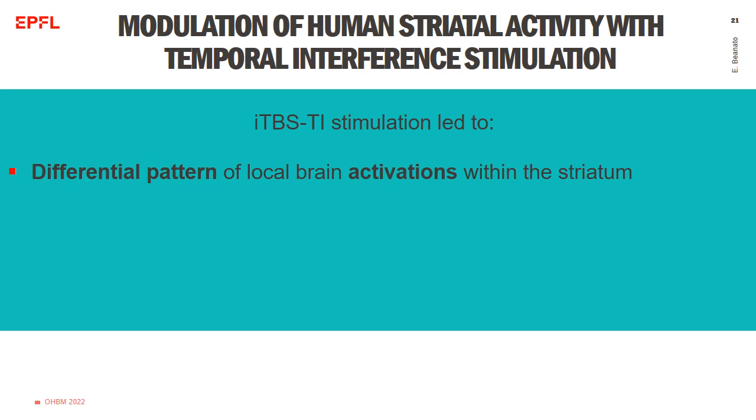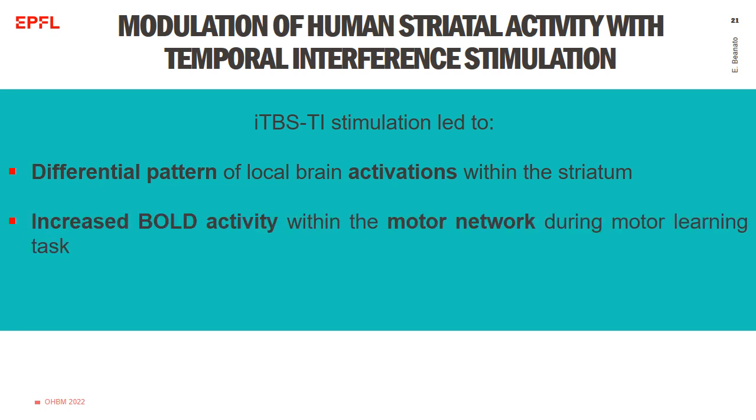We then also saw how the shift that was observed previously in literature from the more associative to the sensorimotor part of the striatum was actually supported by the ITBS stimulation, which showed visually this shift, whilst during the control, the location of the peak was remaining constant.